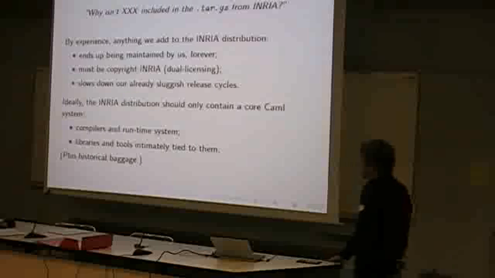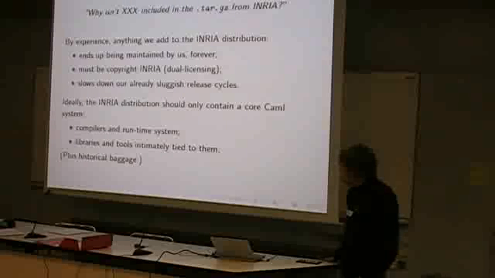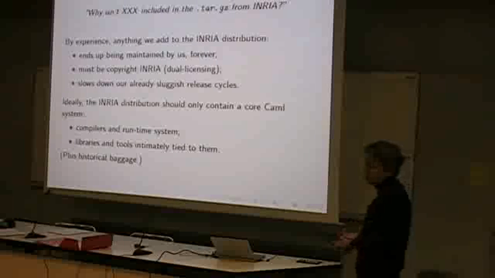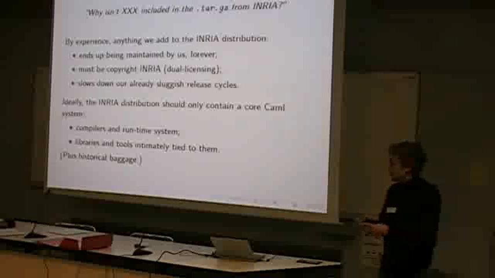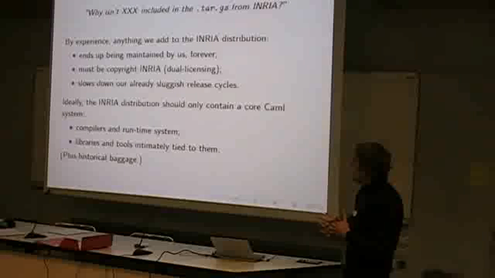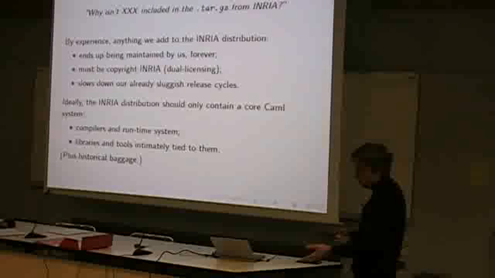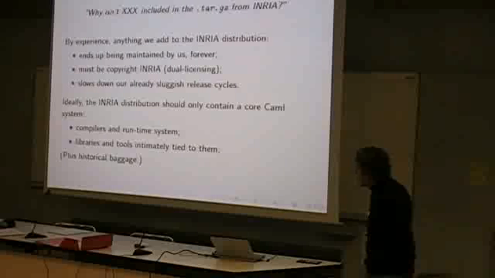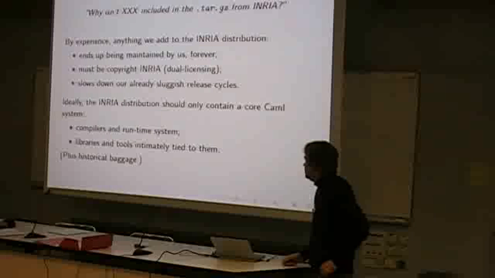So rather than adding things to what we distribute, I think in retrospect, we should have made our distribution smaller, so that it would contain only a core Caml system, basically the compiler, the runtime system, and the libraries and tools that are intimately tied to that. An example is the Unix library or the debugger, which have very intimate connections with the compiler and runtime system. And currently Camlp4 or the Caml browser are also pretty intimately connected to the compiler. They access internal data structures. And then there's some historical baggage of libraries that we put in at some point. Probably we will not include them again.